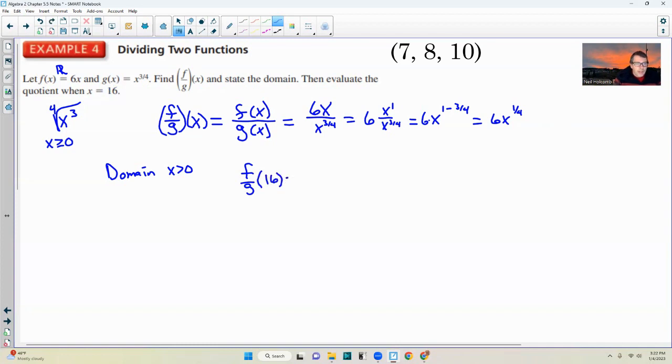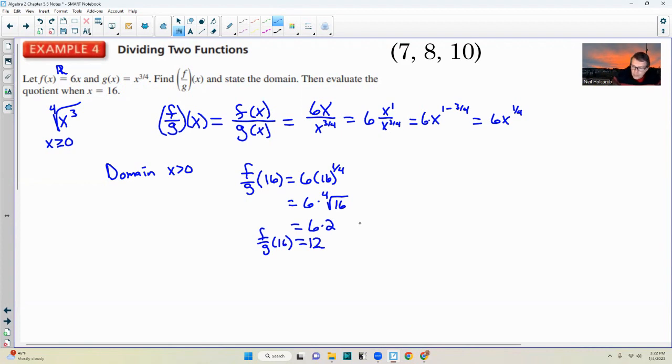Okay, so that's going to equal 6 times 16 to the 1/4. Well, if I rewrite that as a radical, that'd be the 4th root of 16 to the 1st power. Okay, 2 times 2 is 4, times 2 is 8, times 2 is 16. So 2 to the 4th power is 16, so the 4th root of 16 is 2. So my f over g of 16 is going to equal 12.